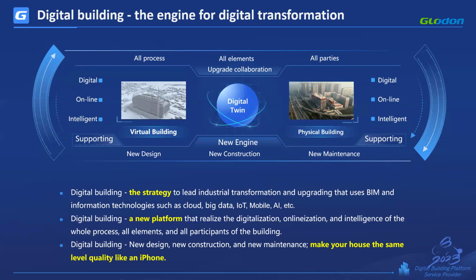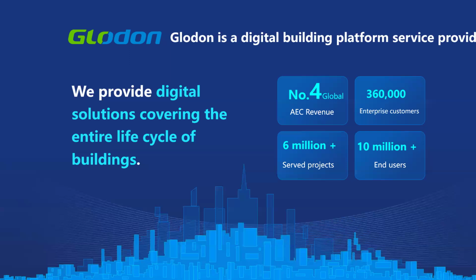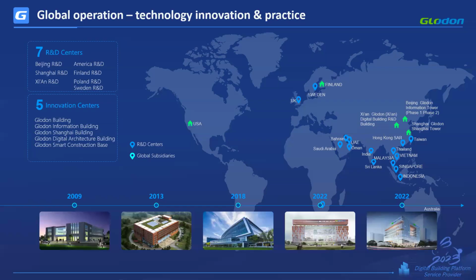As quantity surveyors, as futuristic quantity surveyors, we must adapt to this technology. Otherwise, it will be too late for us. Glodon Company is the fourth largest AEC software provider in the world, and we have 360,000 enterprise customers. We have served more than 6 million projects all over the world, and we have more than 10 million end users. This is one of the biggest companies in China.